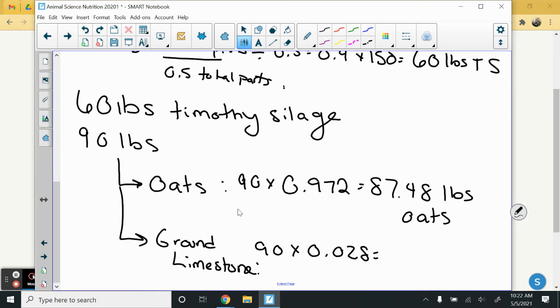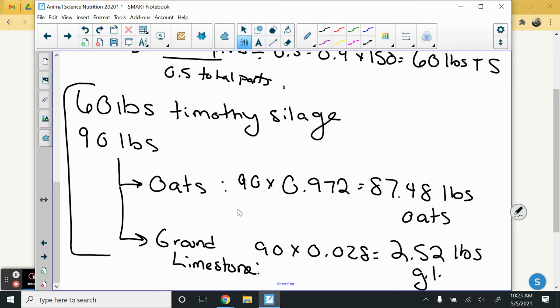And I'm going to have 2.52 pounds of ground limestone. Okay? So in the 150 pounds I made then, that is the breakdown. 60 pounds of Timothy silage, 87.5 pounds of oats, and about 2.5 pounds of ground limestone. This is how you solve out to create a ration with 3 ingredients.